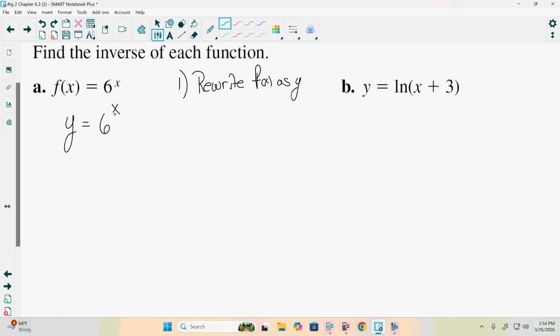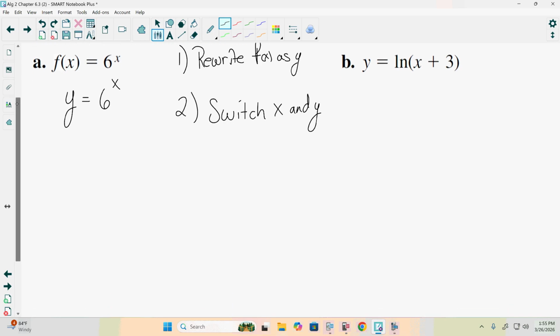Step 2: switch x and y. Everything else about the function is going to stay the same. We're still going to have the 6, but instead of it being to the x power, it's going to be to the y power. Instead of having y equals, we're going to have x equals. We just flip the x and y. We flip the input-output.